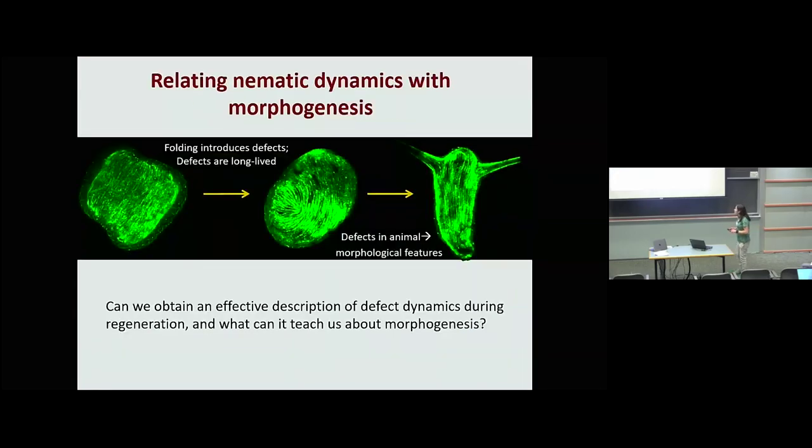So we've seen that initially, when you cut a piece of tissue, the array of the fibers is maintained. And then the folding introduces defects. And these defects are long-lived, so we can actually follow them over the whole regeneration process. And we've seen that the defects in the mature animal correspond to the locations of the morphological features. So this led us to ask, can we use this to develop an effective description of defect dynamics and learn from it something about the morphogenesis process?